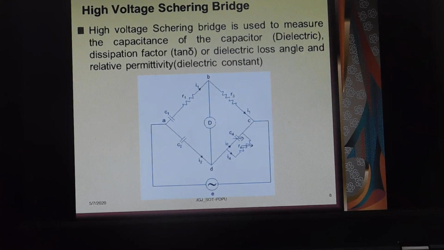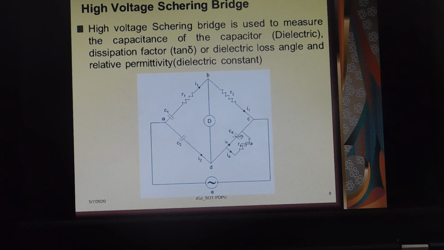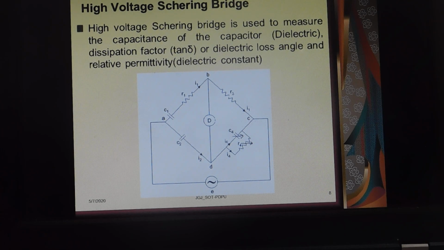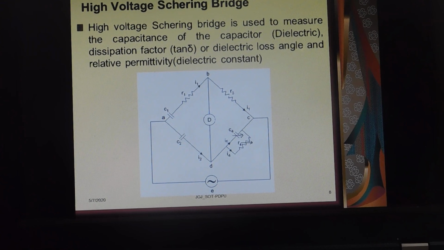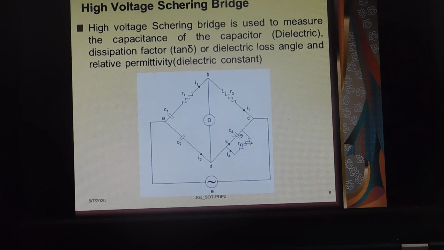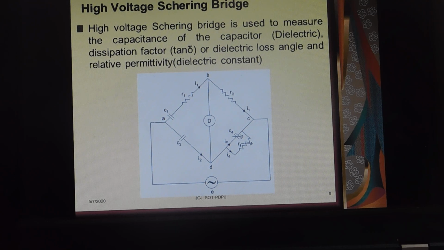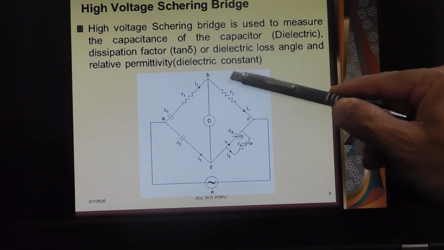Now coming to the high voltage Schering bridge. The high voltage Schering bridge is used to measure the capacitance of the capacitor. The dielectric is capacitive in nature. So this bridge is used to measure the unknown capacitance or the capacitance of the dielectric, then the dissipation factor or loss factor tan delta, then the dielectric loss angle delta, and the relative permittivity or the dielectric constant. You can see this is the high voltage Schering bridge.